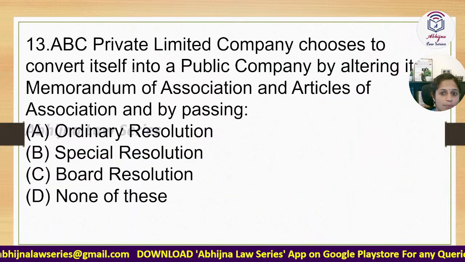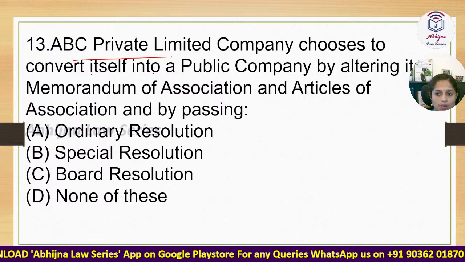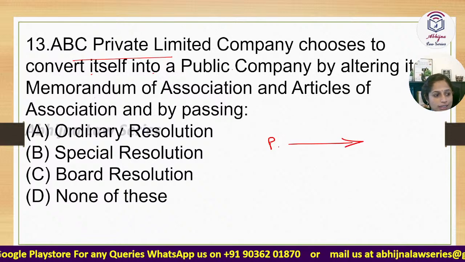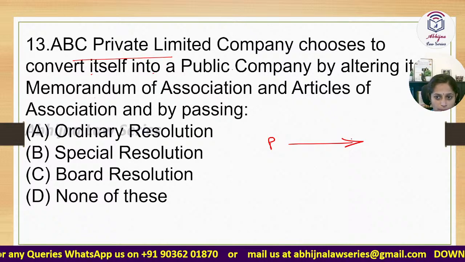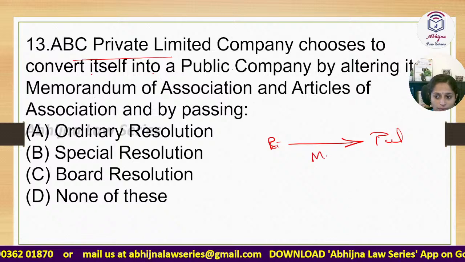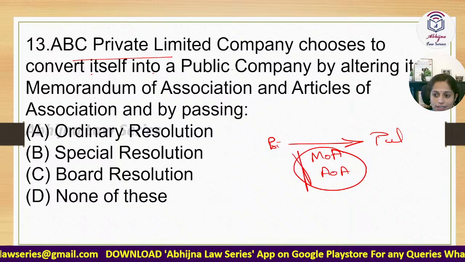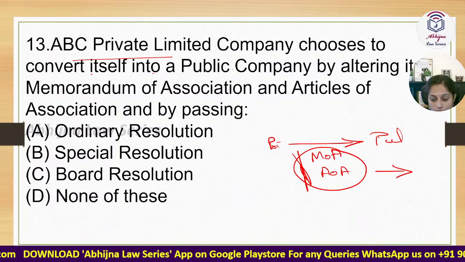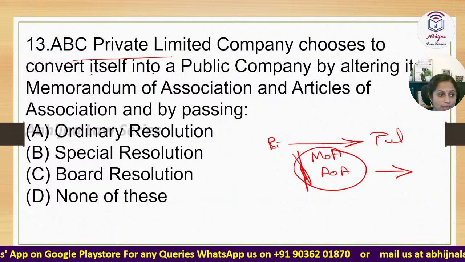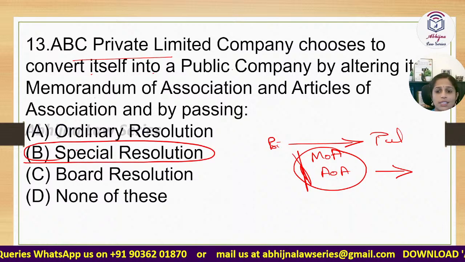Next one, ABC Private Limited Company chooses to convert itself into a public company by altering its memorandum. See, whenever a company is changing its nature, converting itself from a private company to a public company, then the memorandum of association has to change, and the articles of association has to change. In order to change this, you need to pass certain resolutions, but you do not require an ordinary majority, you need a special majority for that. So, that is why you require a special resolution. B is the answer here.